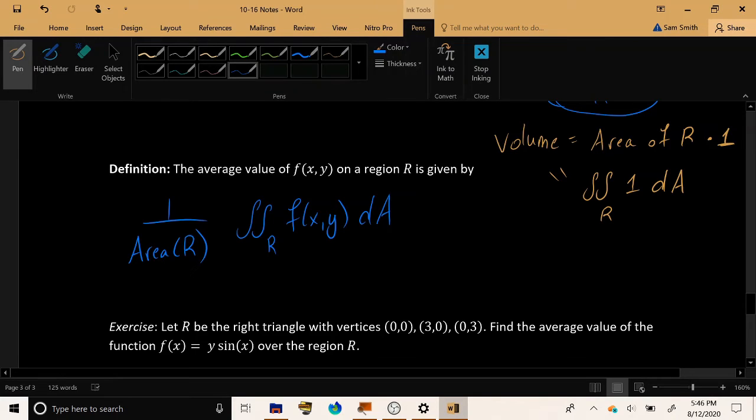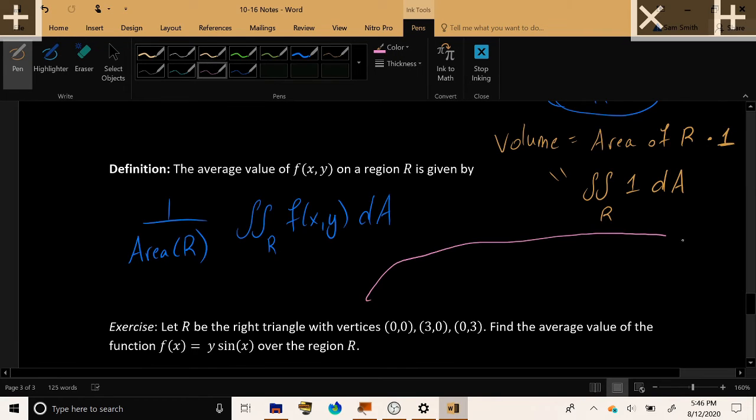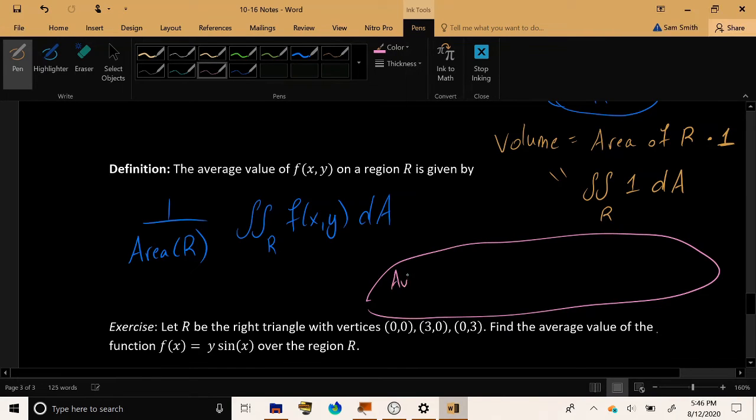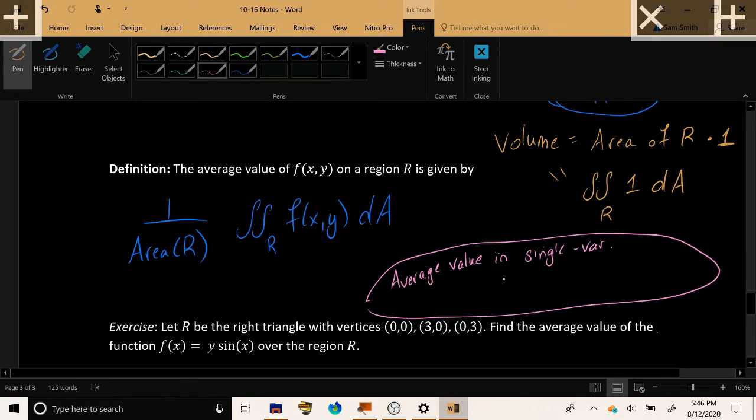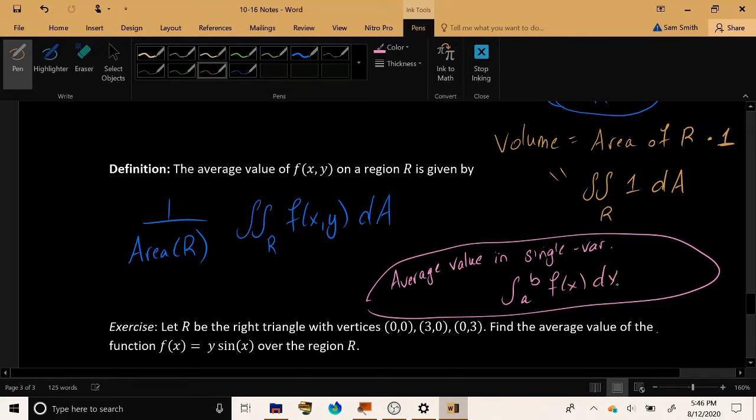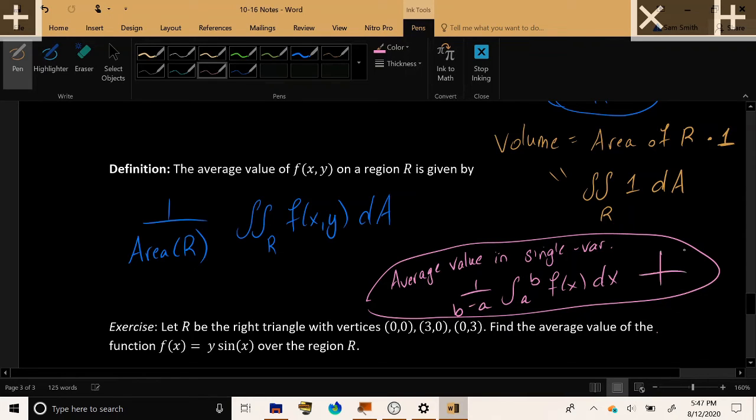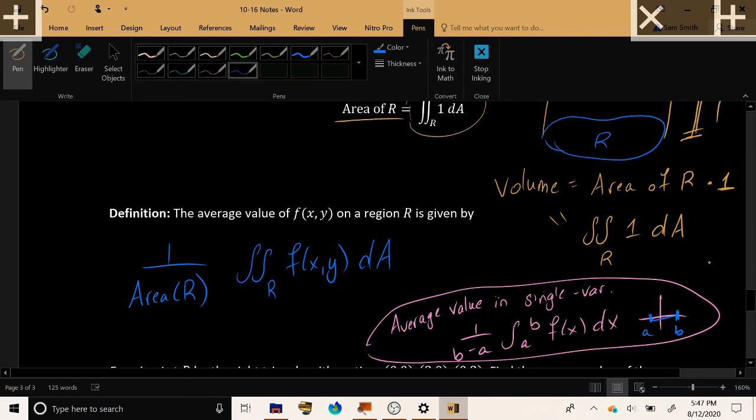So this is precisely the same as average value. Here's our thought bubble. Average value in single variable could be found by taking the integral from a to b of a function and dividing it by the length of the interval, by the size of the line segment stretching from a to b. And so what we're doing here is simply the two-dimensional version of this.